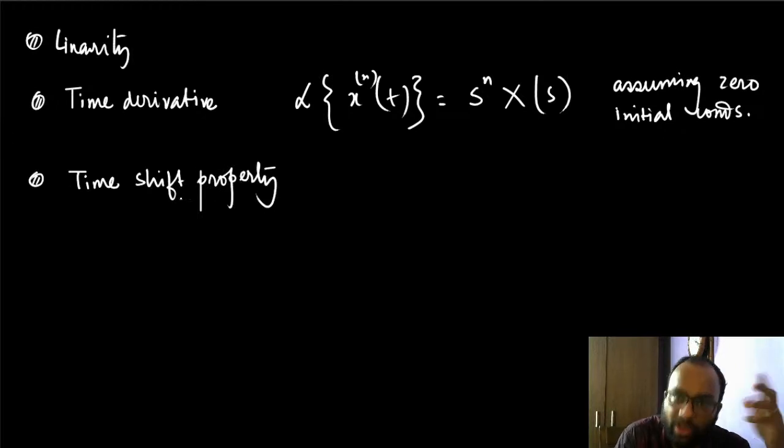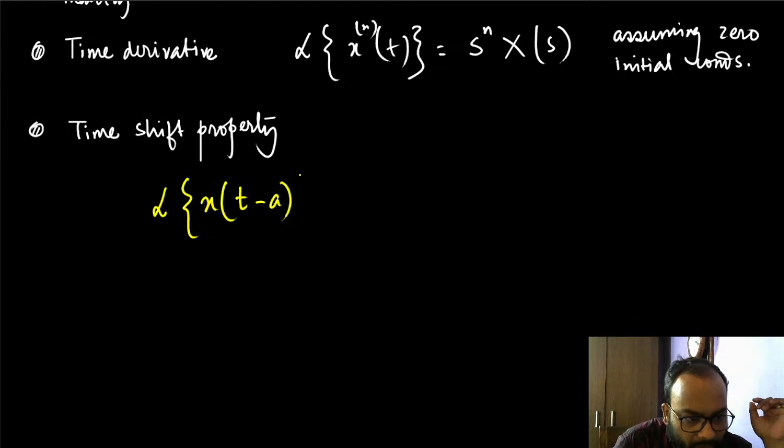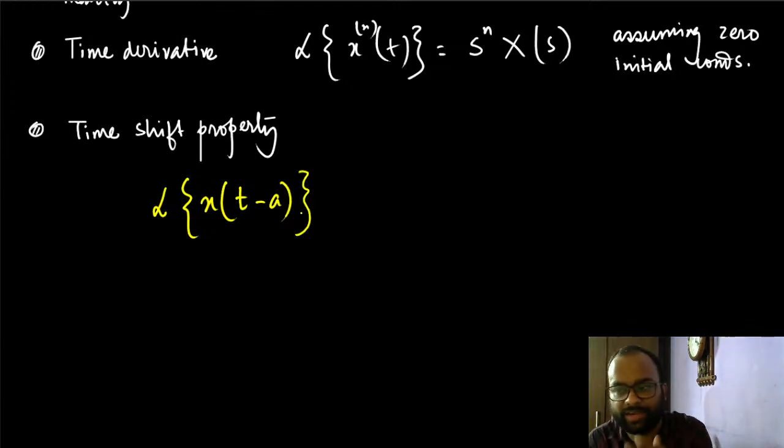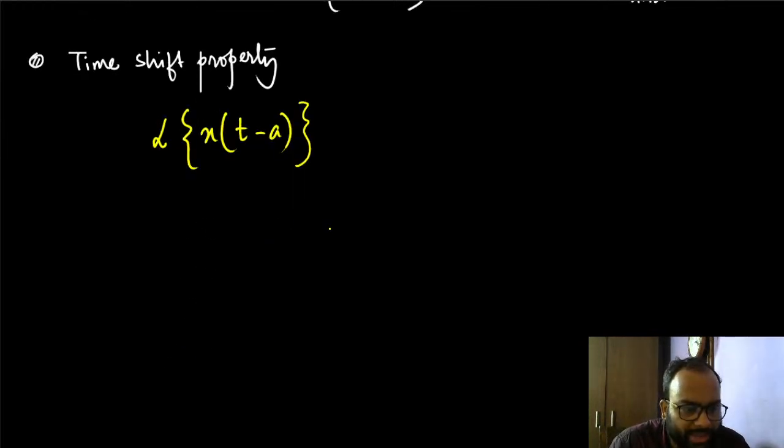Time shift property and frequency shift property, for example. So what we are looking for is the Laplace transform of x(t minus a). When this signal is shifted to the right or to the left, depending on whether a is positive or negative respectively. So we want to calculate the Laplace transform of this.